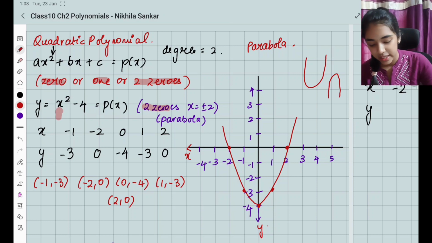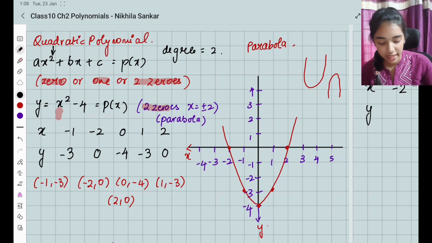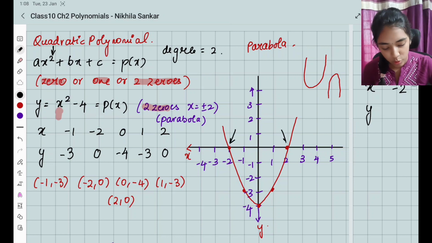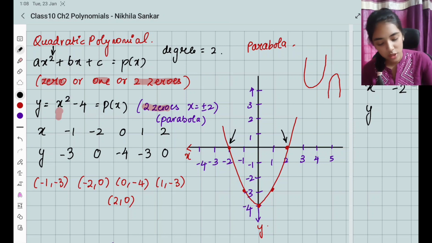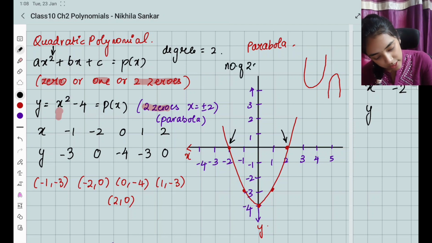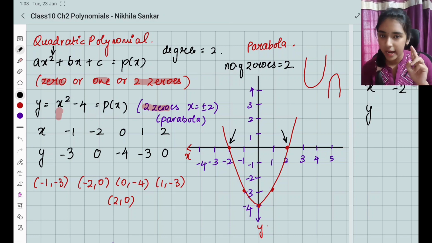So basically இந்த இடத்துல number of point of intersection enna? X-axis la you see that this is one point of intersection with the x-axis and this is one more point of intersection with the x-axis. So number of zeros enna? Number of zeros is going to be 2 because it intersects the x-axis at two different points.